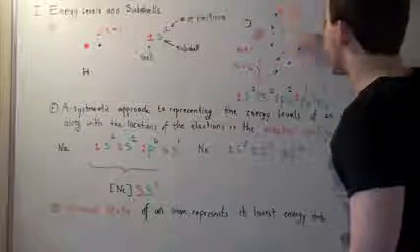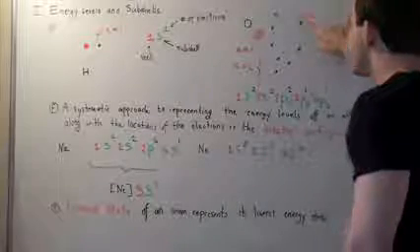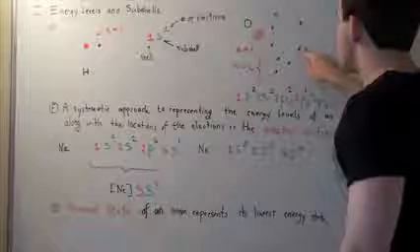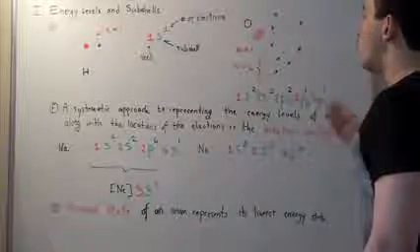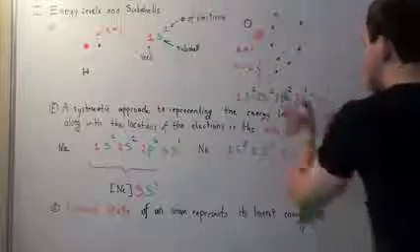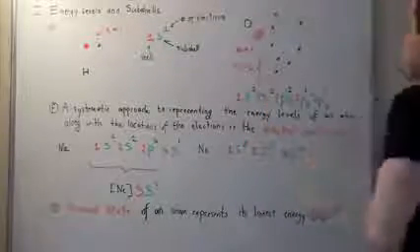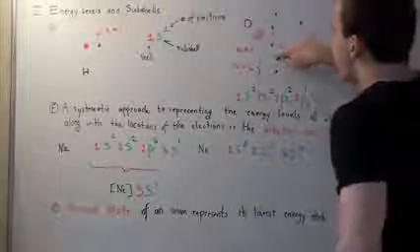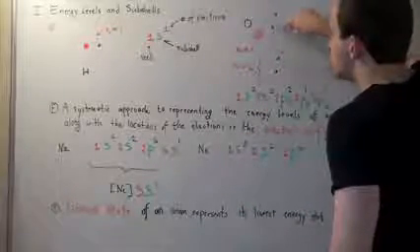This guy's my s orbital, and then I could put 6 electrons into my 3p orbitals. So 1, 2, 3, 4. I put 4 because I only have 4 left over. So now let's look at the electron configuration for our oxygen. In our principal quantum number 1, n equals 1, we have only the s orbital. So we place 2 electrons here.